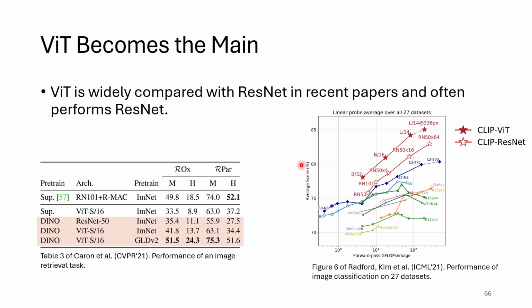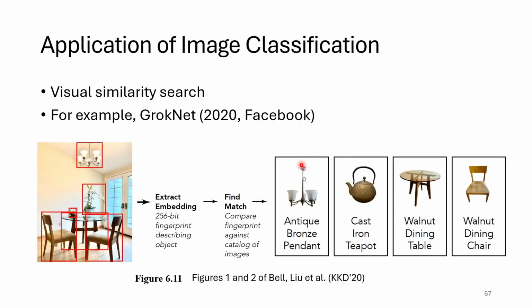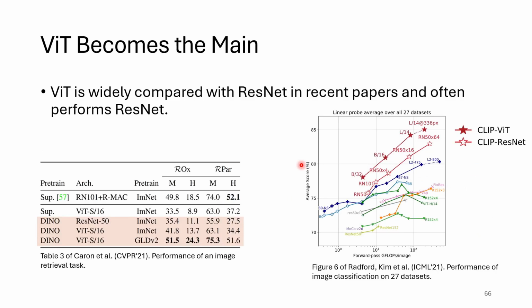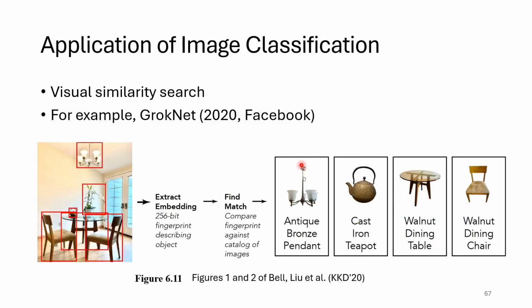And then they did not test on a single dataset. They compare the results on 27 image classification datasets. All right, so the message here is that about 3 years ago, there was a paradigm shift from convolutional network to vision transformer. And then we are talking about the application of image classification. If we can do image classification well, what can we get?